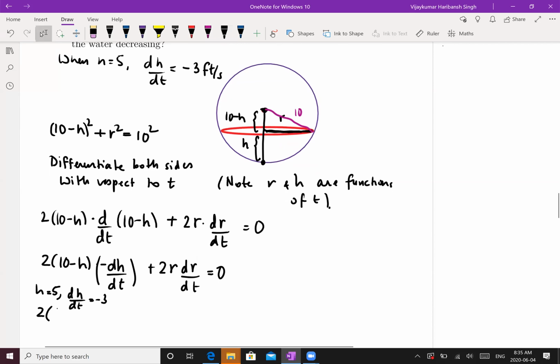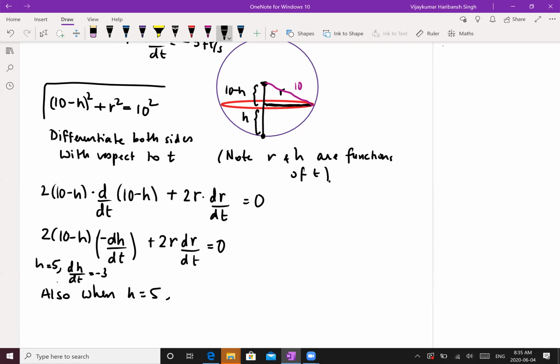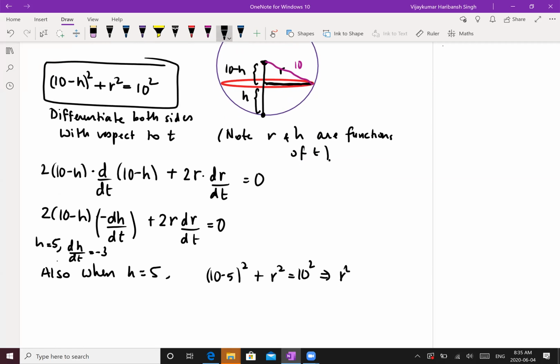So what is r? Let's go back here. When h is 5, how do we get r? We'll use Pythagoras theorem again. So we get, with h is 5, (10 minus 5) square plus r square, that's what we need to find out, equals 10 square. So this implies r square equals 10 square minus 5 square, which is 100 minus 25, so 75. So therefore, r is the square root of 75, which is 5 root 3.